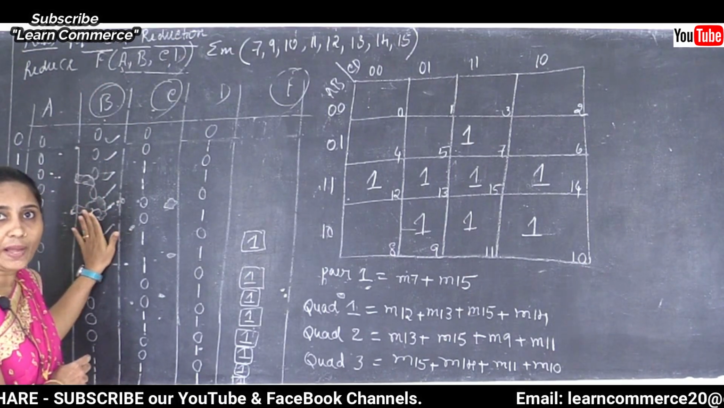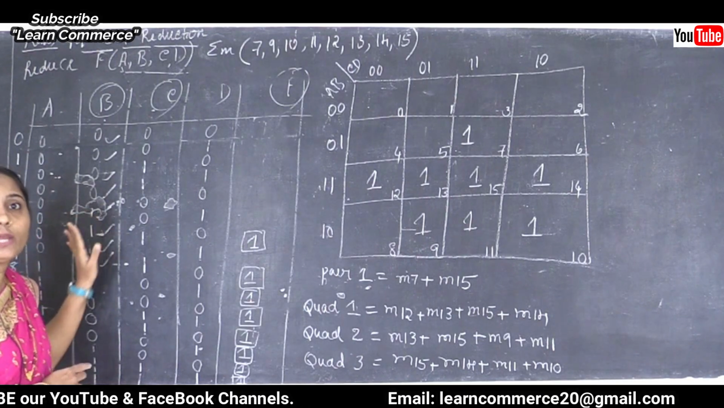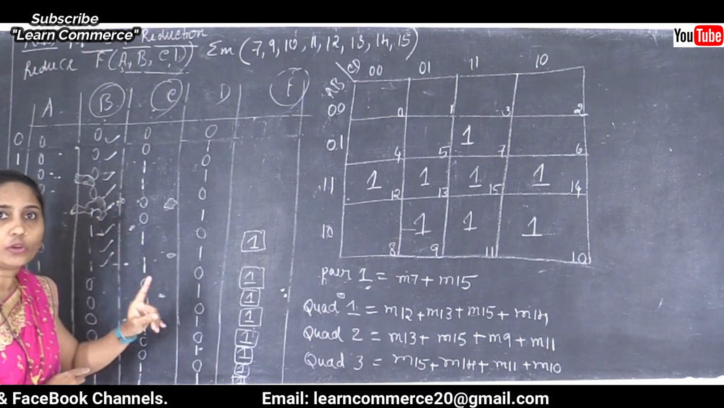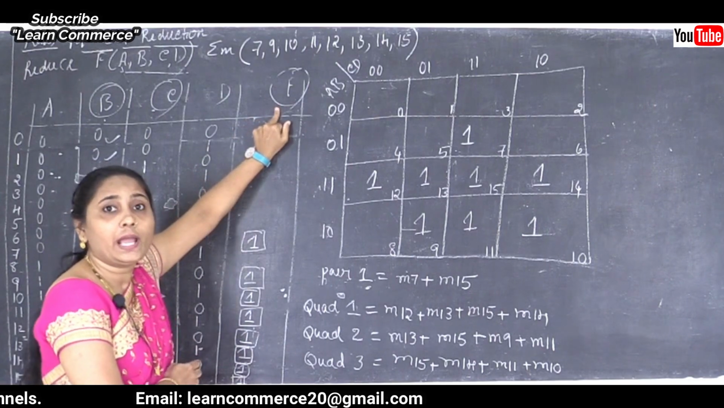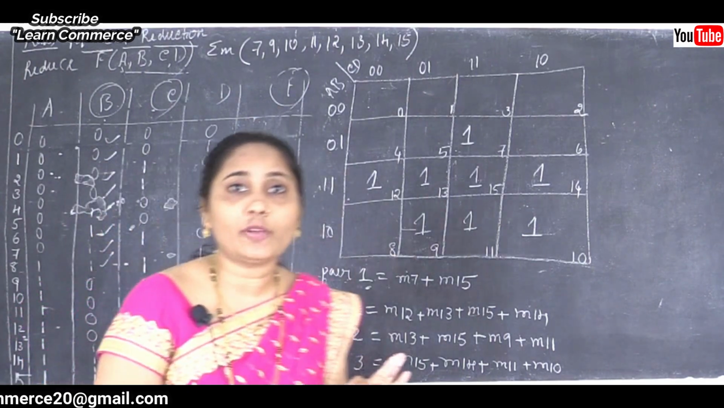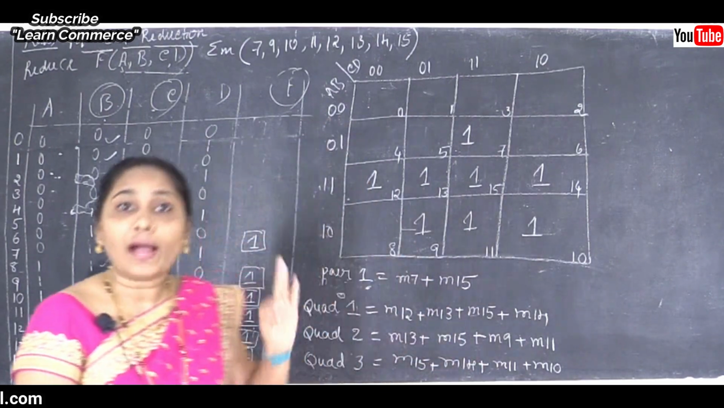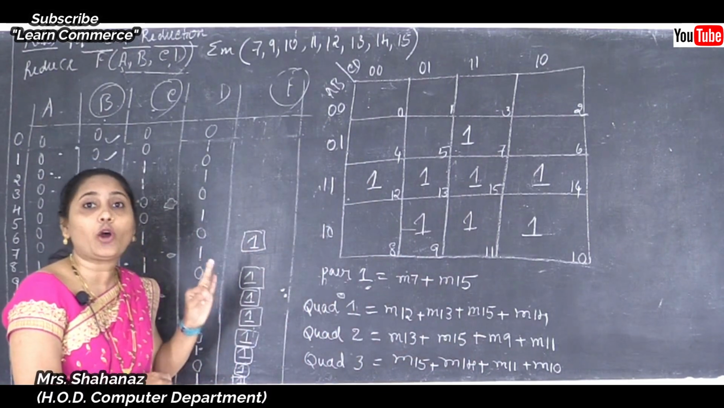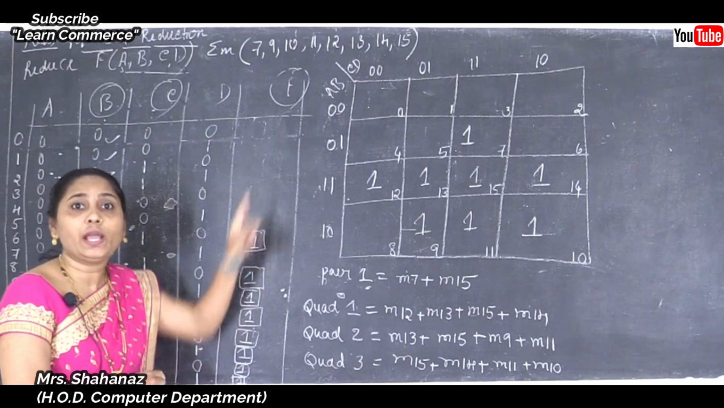We are going to prepare the K-map. Not just the 4 columns, we need one more column. The name of the column is F. In the F column, we are going to enter the output as 1.